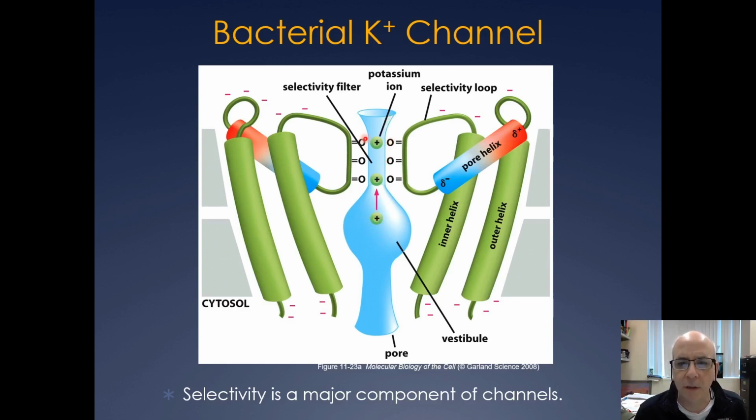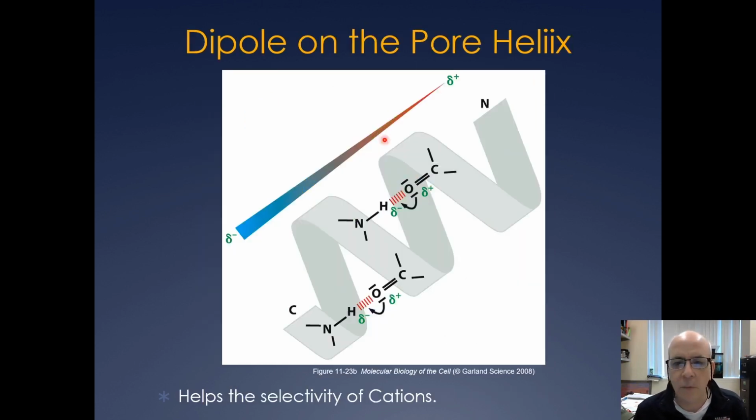The way it does it is these carbonyl oxygens can select for them, and they're positioned perfectly. Just the pore helix and the dipole, you can have this set up by the way the helix is running. So it's got a net negative charge here and a net positive charge here, and this will help select for cations.